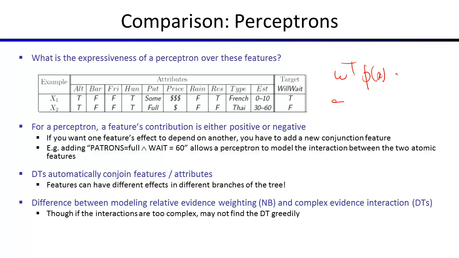This is very different from decision trees. In decision trees, as you work through the branches in the tree, you're actually considering ANDs. You're considering if the first feature took on the value of the left branch, if the second feature took on the value of the right branch, and so forth, then this is what I'm going to predict. So decision trees are more expressive than perceptrons because they can AND together features.